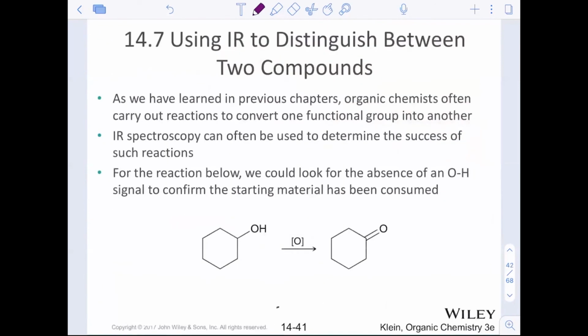We have learned numerous reactions previously, and I think that's the biggest thing that I want you to take home from first semester organic chemistry. We will in class use IR to distinguish between two compounds as well as understand an unknown compound. But IR spectroscopy at the end of the day is used by organic chemists who say, hey, I want to take cyclohexanol and I want to make cyclohexanone. I want to take an alcohol and make it a ketone. How do I know if I did it?